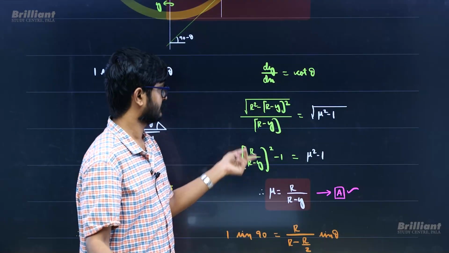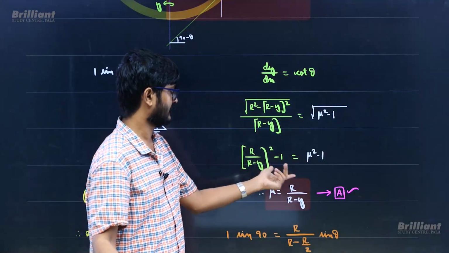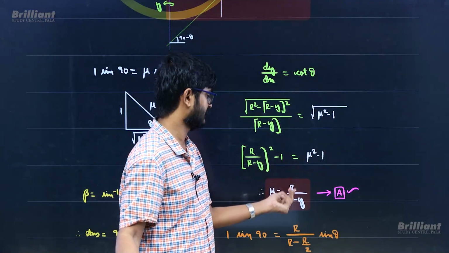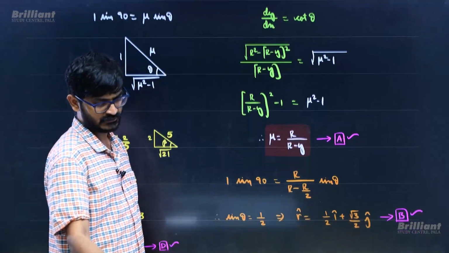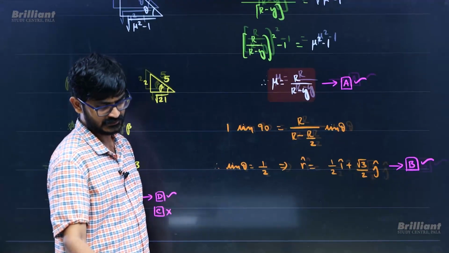And I modified the equation and you can see that mu equals r by r minus y. That is, option A is correct. Now, once you know option A is correct, you can do many other things.